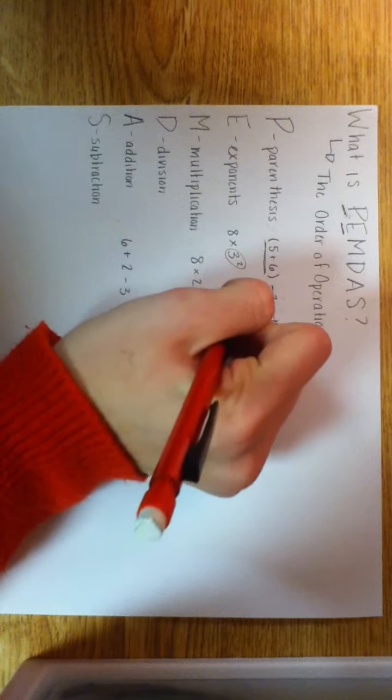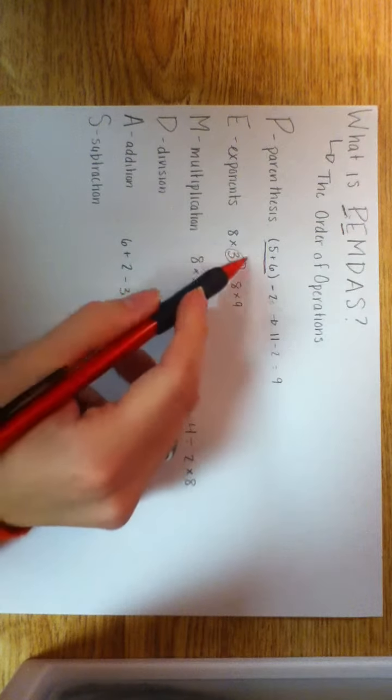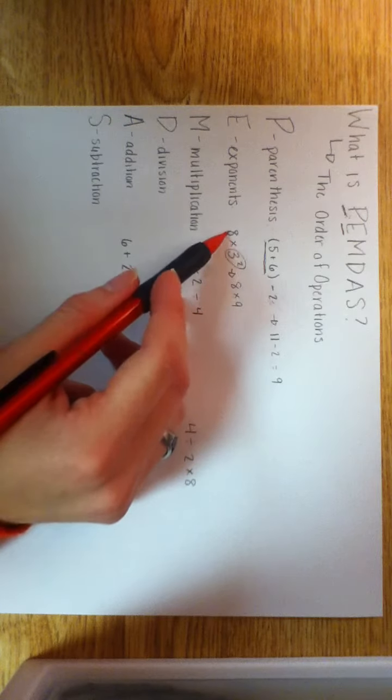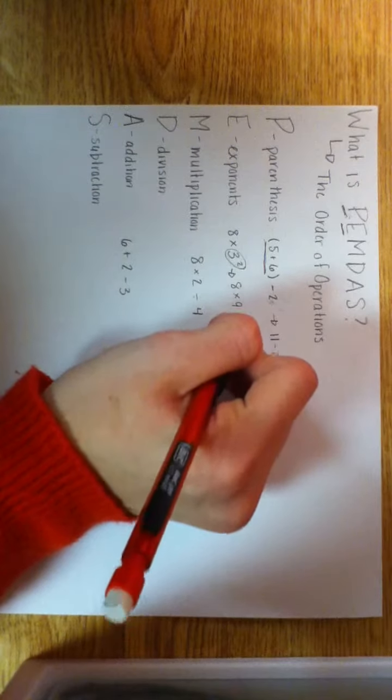So it would be 8 times 9. You have to solve the exponent first. You cannot automatically go to the 3. So 8 times 9 equals 72.